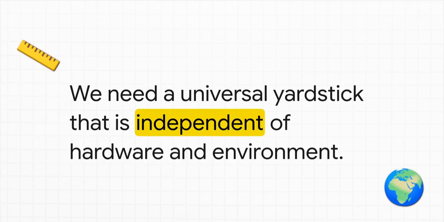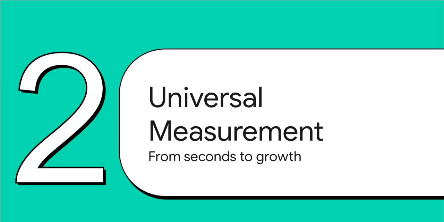So what we really need is a universal yardstick, a way to talk about an algorithm's performance that is totally independent of the hardware and the environment, something that measures the core, underlying logic of the algorithm itself, no matter what computer it's running on. And this is where we get a universal measurement. We're going to shift our thinking, moving from counting seconds to looking at growth rates. It's a total game changer.